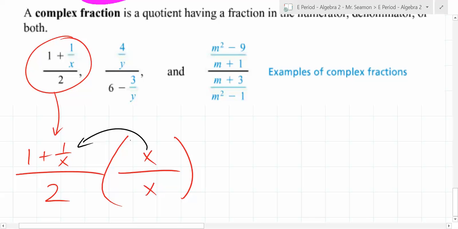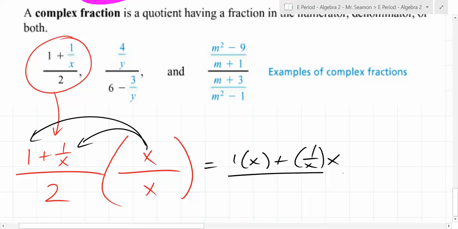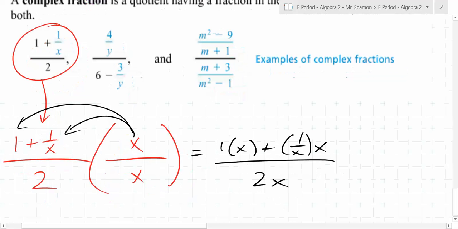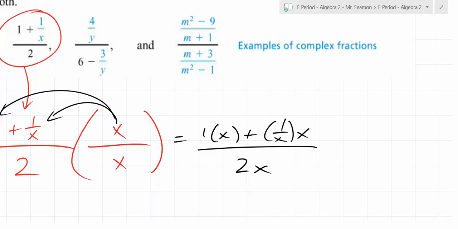You have 1 times x plus 1 over x times x all over what becomes the denominator? 2x. Is there something in the numerator we can simplify? What can we simplify, Liv? What does that equal? Equals 1. So what do we end up with?